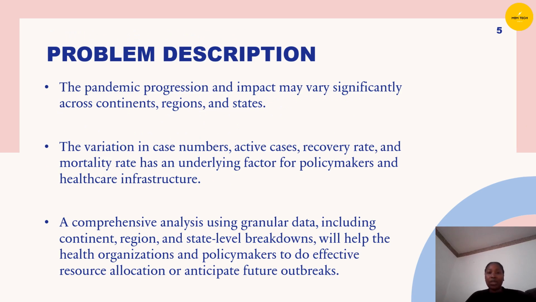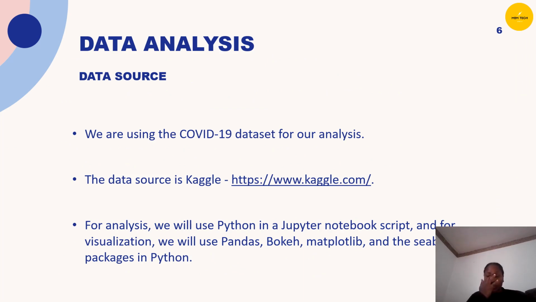We have problem description. The pandemic progression and impact may vary significantly across continent, region, and states. The variation in case numbers, active cases, recovery rates, and the mortality rate or death rate has underlying factors for policymakers and also healthcare infrastructure. So a comprehensive analysis using granular data, including continent, region, and then state level breakdowns, will help the health organizations and the policymakers to do effective resource allocation or anticipate future outbreaks.